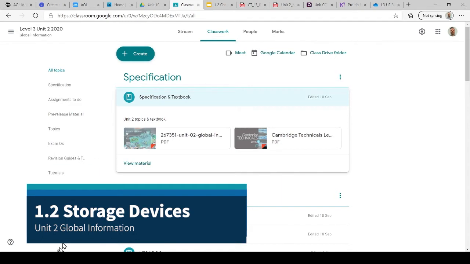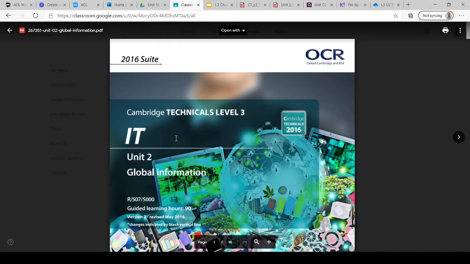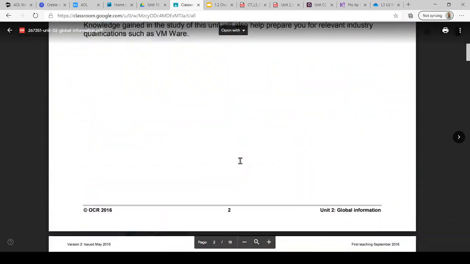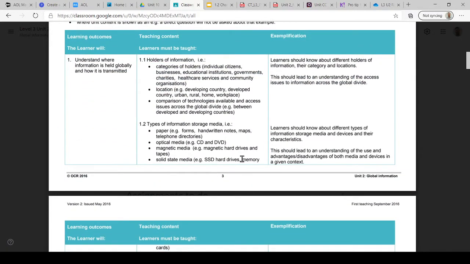So looking at 1.2 on the unit 2, we've looked at categories of holders and what kind of people have information, from individual citizens right up to governments and entire countries.